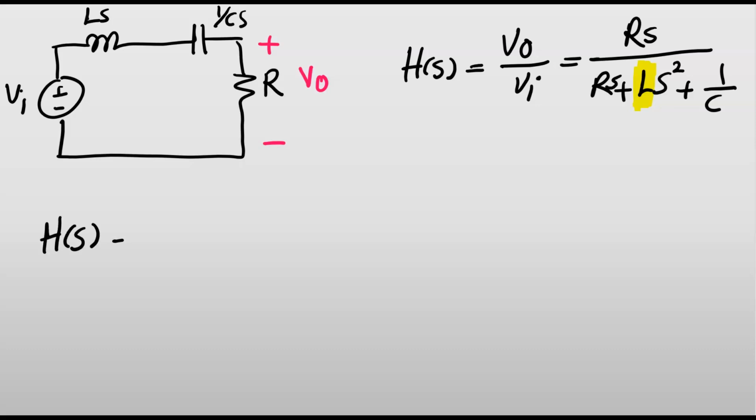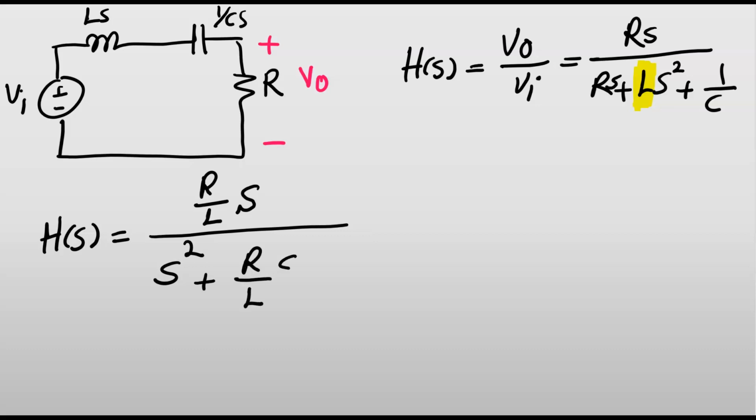So H of S, if I rearrange and do the division, will be R over L multiplied by S, over S squared plus R over L multiplied by S, plus 1 over LC. So this is the transfer function that describes a bandpass filter.